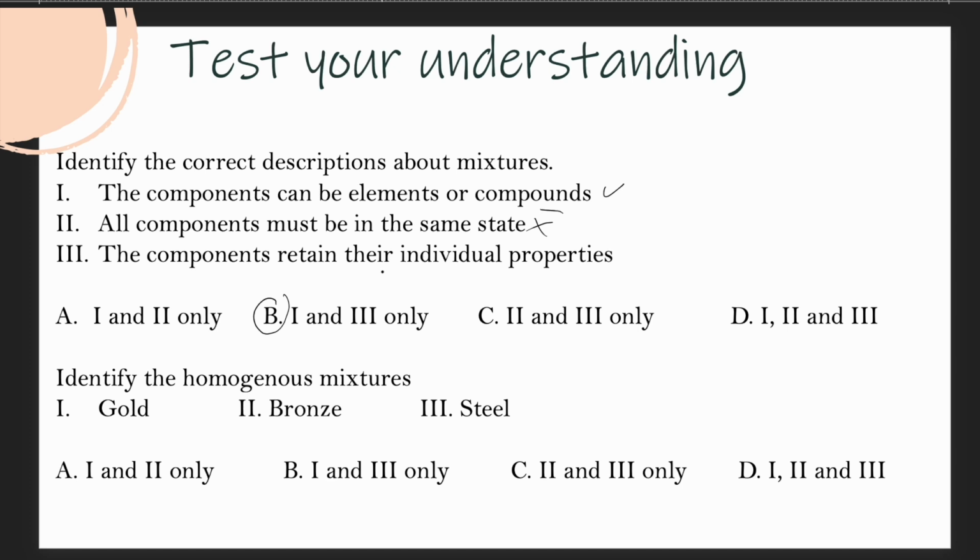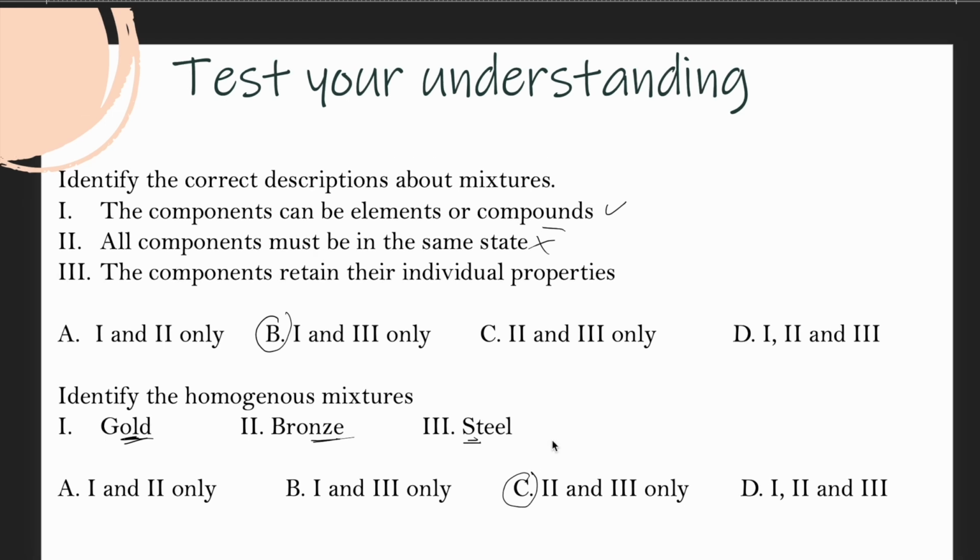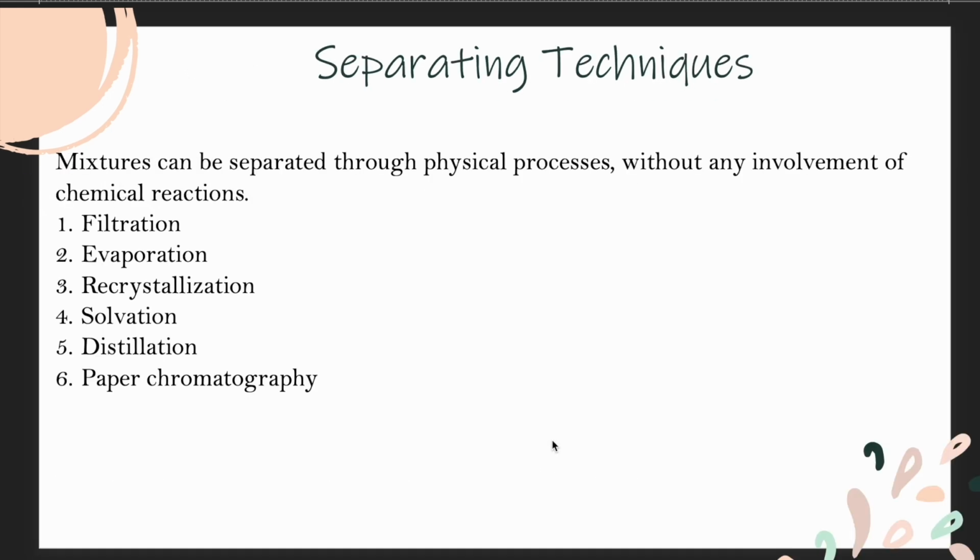Identify the homogeneous mixtures. There are gold, bronze, and steel. Steel and bronze are alloys. This one is an element, Au. So the answer is 2 and 3, C. Right, next one, separating techniques. They are filtration, evaporation, recrystallization, solvation, distillation, and paper chromatography.